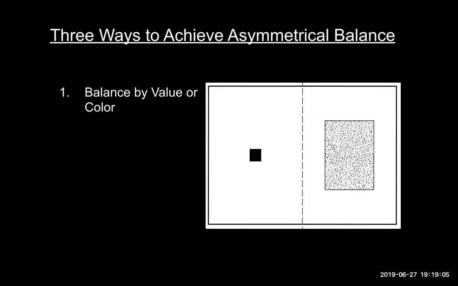And here you see a really large, oops, hold on just one second. There we go. Sorry for that interruption. On the right side, we've got a large rectangle with texture. And amazingly enough, it is balanced by this really dense, smaller square of black on the left.